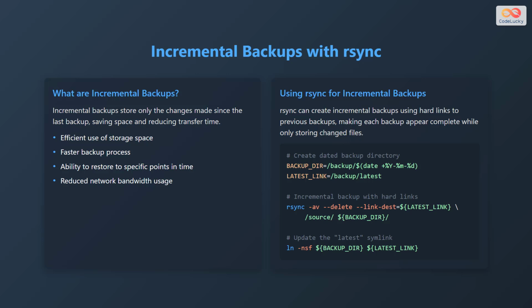Here is an example. First, create a dated backup directory using the variables backup directory equals /backup/ open parenthesis date plus %y minus %m minus %d close parenthesis, and latest link equals /backup/latest. Then, perform an incremental backup with hard links using the command rsync delete linkdest equals ${latest link}, followed by the source directory and the backup directory. Finally, update the latest symbolic link using the command ln -nsf, followed by the backup directory and the latest link.